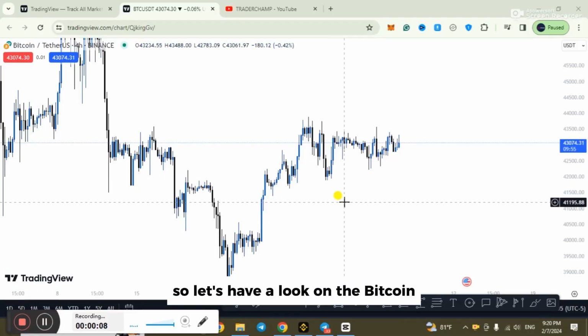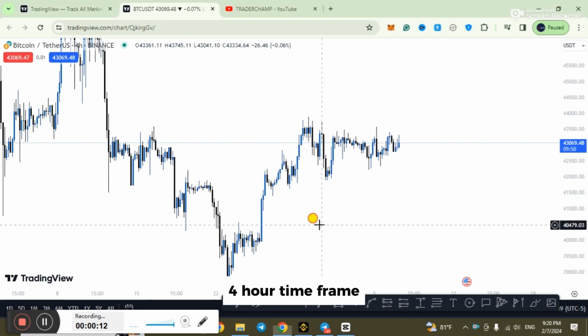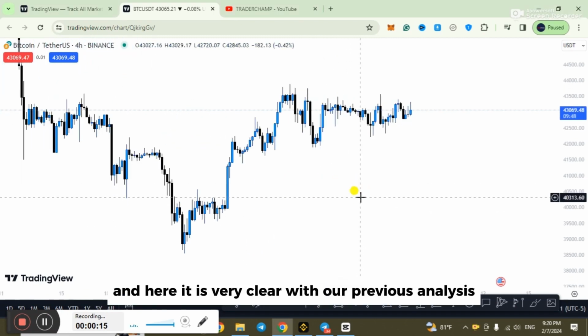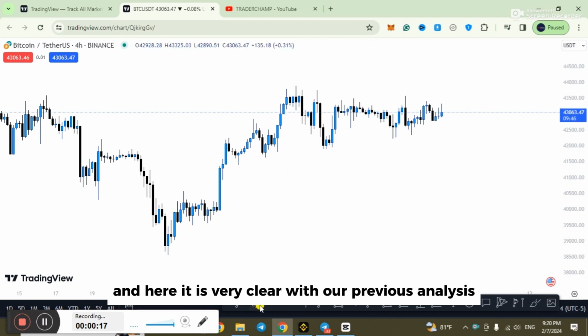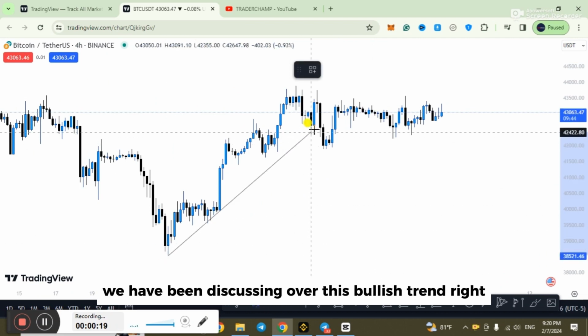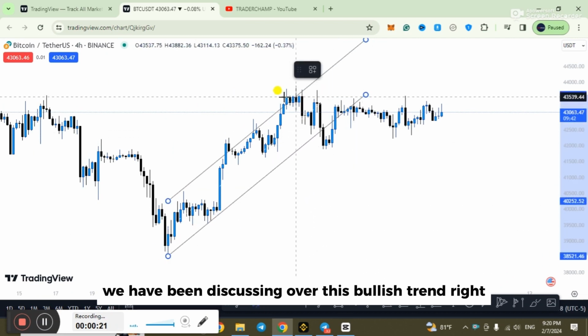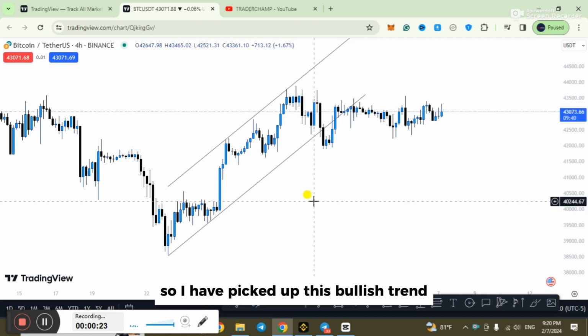Let's have a look at Bitcoin. Today I picked up the 4-hour time frame, and here it is very clear. With our previous analysis, we have been discussing this bullish trend, right? So I have picked up this bullish trend.